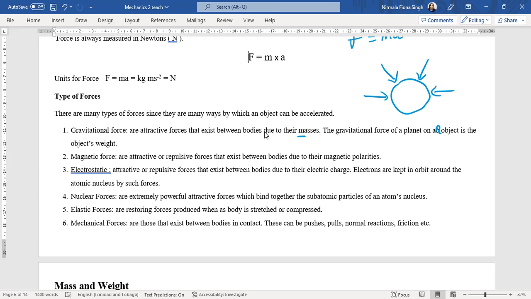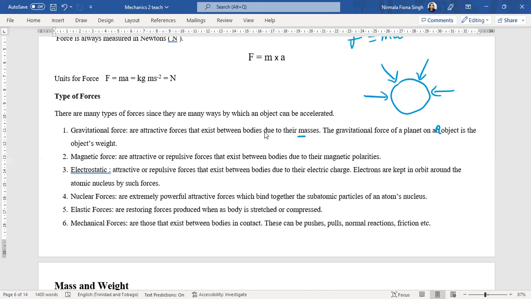Two, magnetic forces. These are attractive or repulsive forces that exist between bodies due to their magnetic polarities. We know that magnets do attract and repel. We will be doing magnetism next term, so we'll look into that.